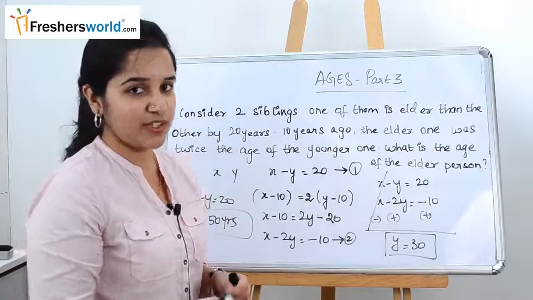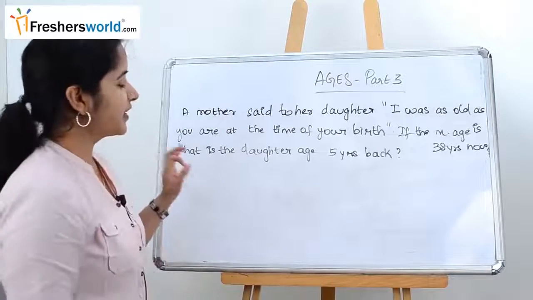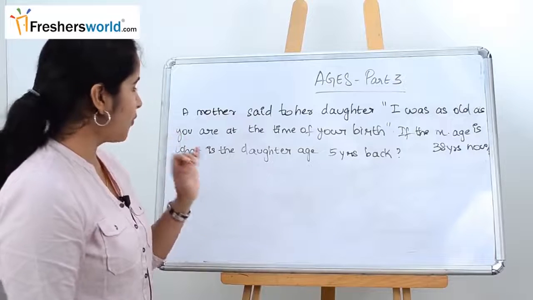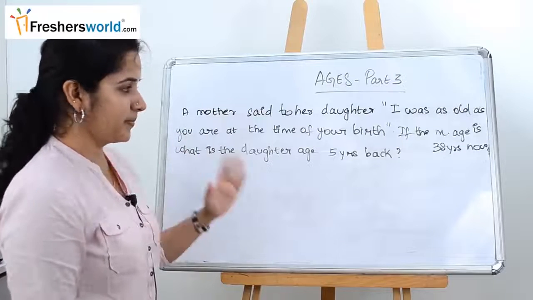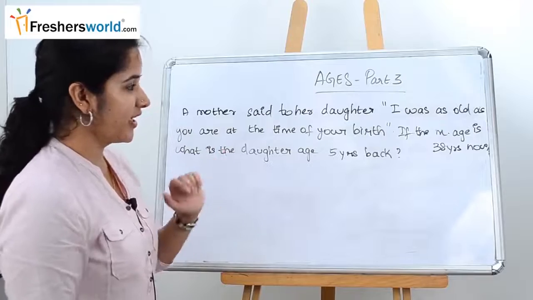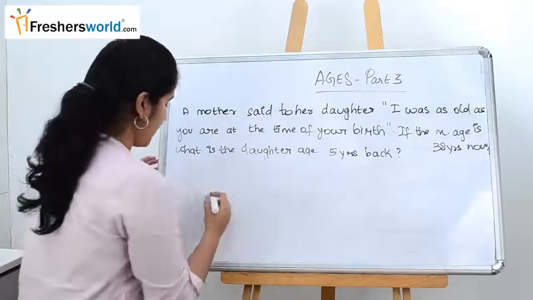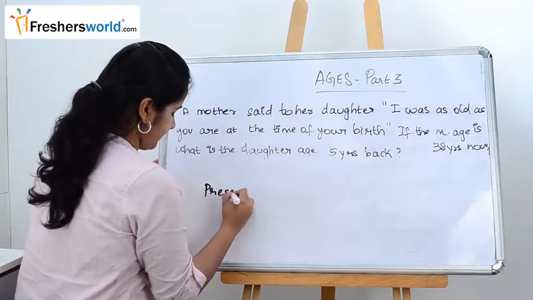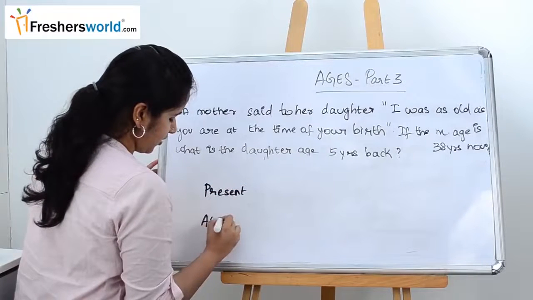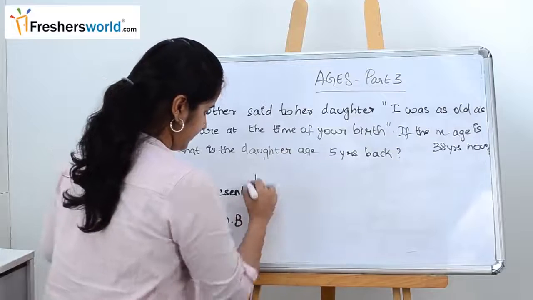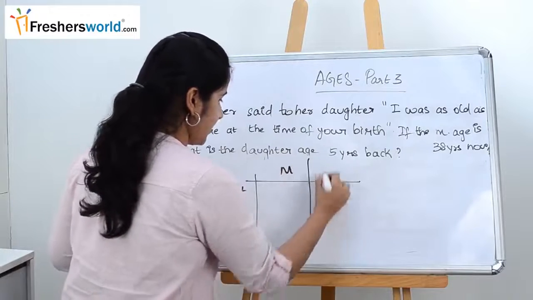So, let's go to the next question. The next question is, a mother said to her daughter, I was as old as you are at the time of your birth. If mother's age is 38 years now, what is the daughter's age 5 years back? So, let's take it as 2 equations. At present and at the time of daughter's birth. So, mother's age and daughter's age.